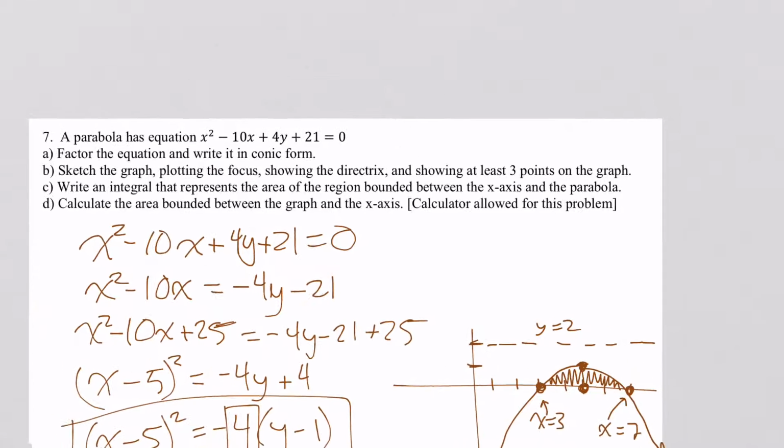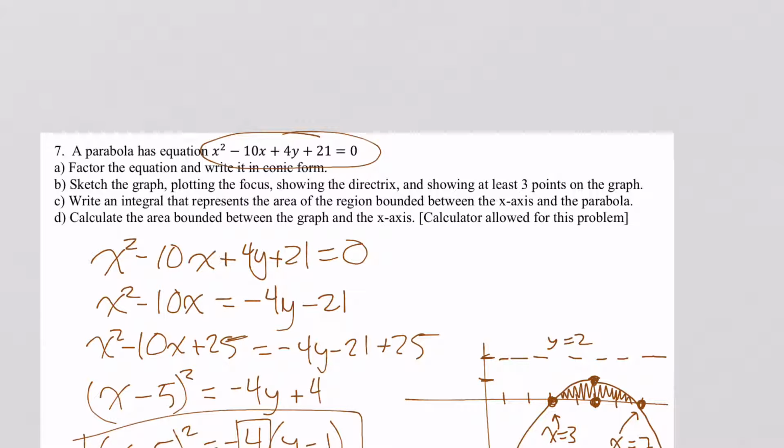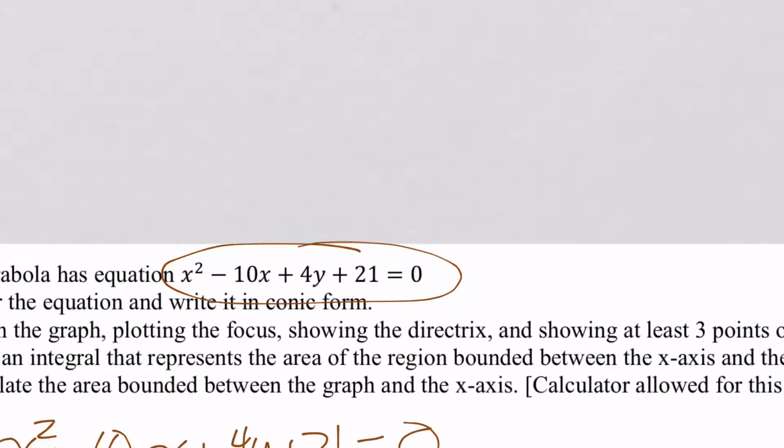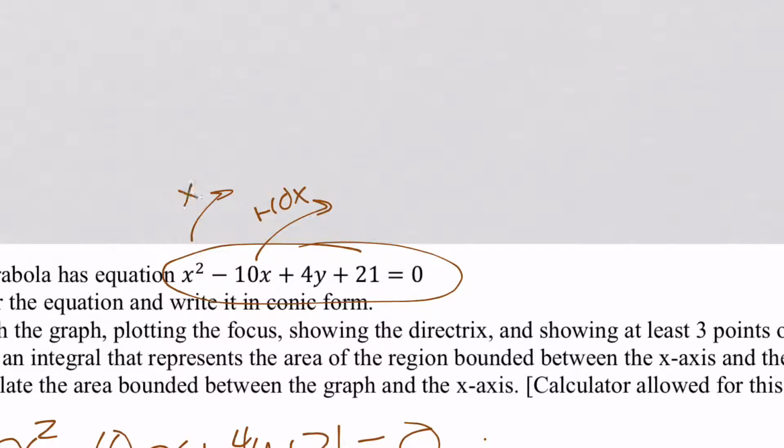Now, what I need to do, though, is take this original equation and solve it for y, because that's how we integrate with respect to x. We solve for y, so now we have only x terms and constant terms in our expression. So let's solve this for y. I need to add the 10x over, subtract the x squared, and subtract the 21. So I'll get 4y equals negative x squared plus 10x minus 21.